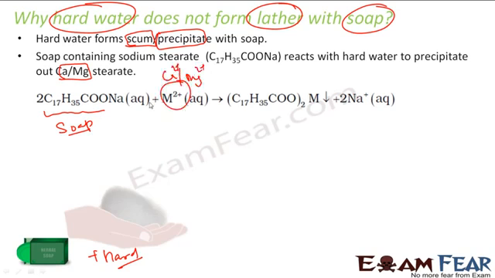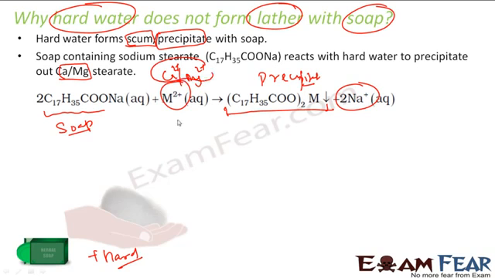If I mix soap with this hard water, the calcium and magnesium ions react with the soap to form this. This is a precipitate, insoluble, and it comes out, and sodium ion is released. The calcium and magnesium ions are not letting the soap behave the way it is supposed to. They kick sodium out and form an insoluble precipitate. Because of this, a lot of soap is wasted.